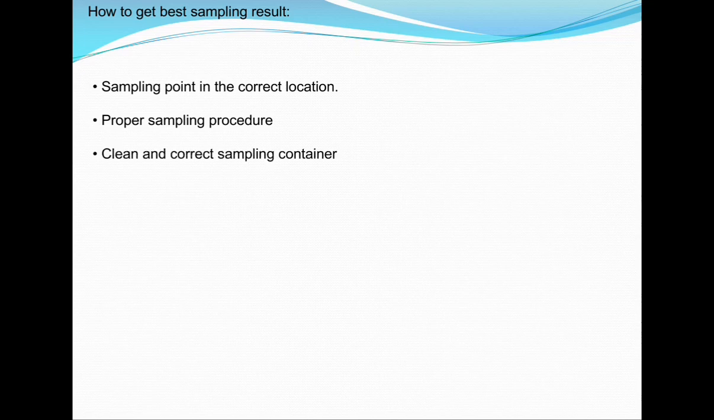Use a clean and correct sampling container. As I said, the cleanness of the bottle must be ensured, and not only the bottle but also the apparatus you are using to collect the sample. Collect the sample and forward it to the lab immediately. This is very important, because if you stagnate the sample for a longer period, the contamination will settle down, your report may differ, and accurate reading cannot be assured.